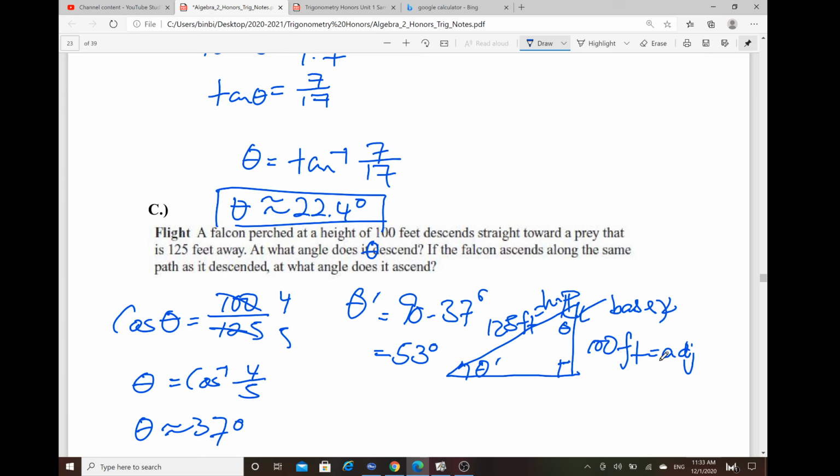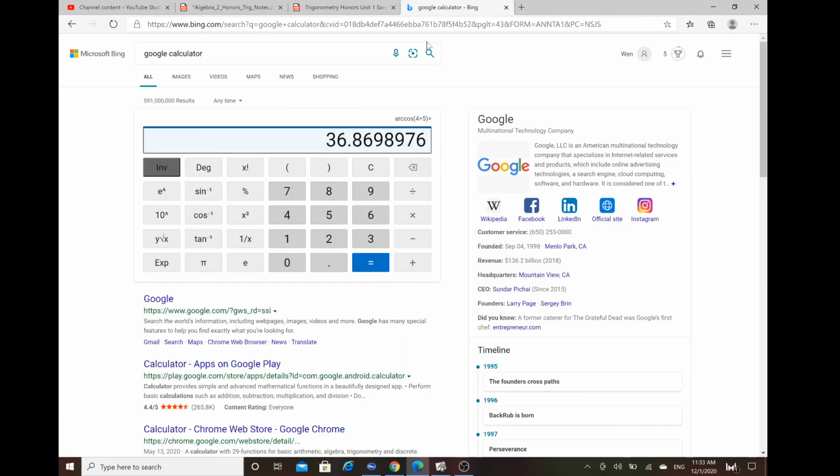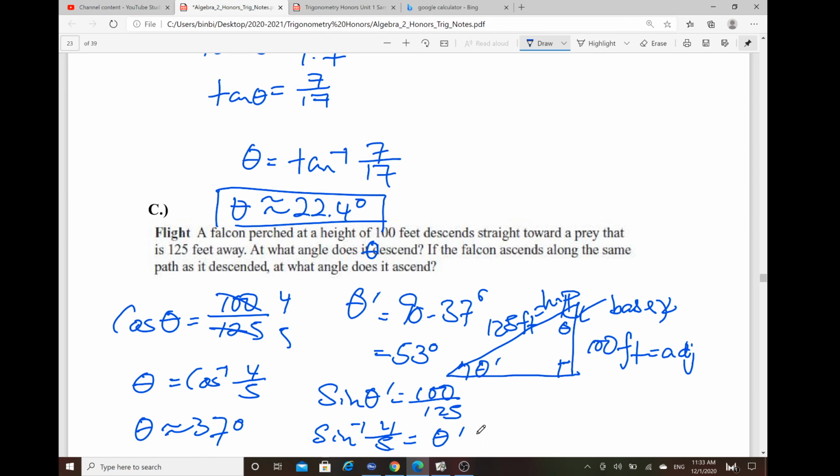Another way you can do it is to use sine. For theta prime, this one turns out to be the opposite. So sine of theta prime is 100 over 125. In other words, inverse of sine of 4/5 equals theta prime. Now let's find out what that is. That's just a different approach. Inverse of sine of 4/5 is about 53 degrees, which is the same as the one that we found with the triangle sum theorem.